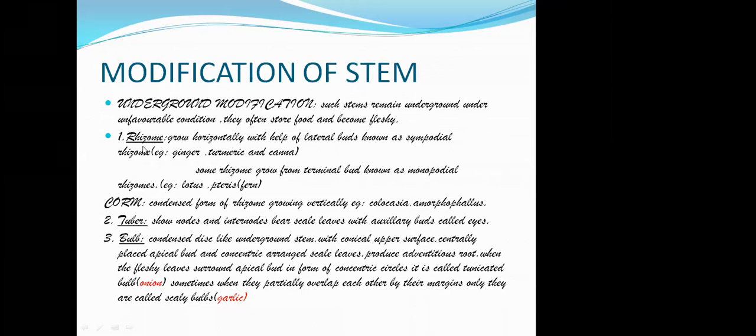Rhizomes are actually of two types. What are they? Sympodial rhizome and monopodial rhizome. On what basis can we differentiate them? Just one thing to keep in mind: if the bud grows horizontally like lateral buds, it is known as sympodial. And if it is a terminal bud, it is known as monopodial rhizome. Very good. The examples you have to keep in mind: for sympodial it is ginger and turmeric, and for monopodial, lotus and all types of ferns.